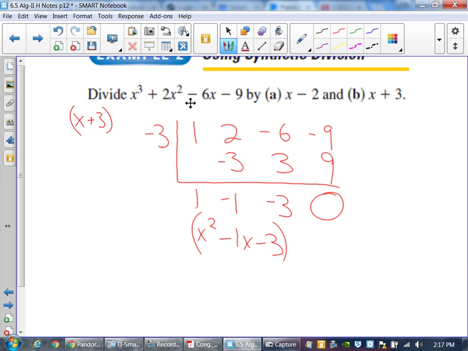That means that if I multiply these two together, what am I going to get? X cubed plus 2x squared minus 6x minus 9. Wait, what's negative 3? Oh, never mind. Where are we next?